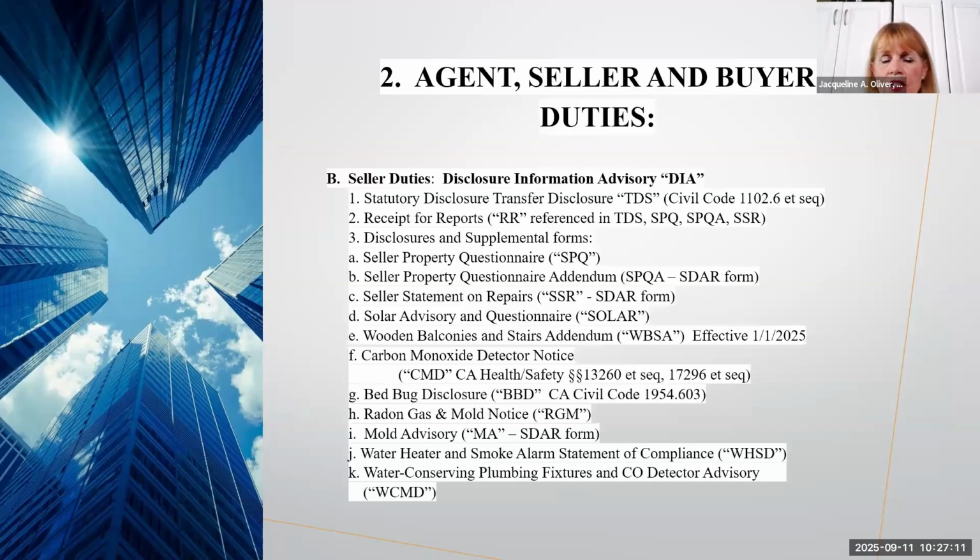There's also the bed bug disclosure under Civil Code 1954.603. This is important when you have a listing that's a residential lease agreement. But even if you don't, and there were bed bugs in the house and they were treated for it, there should still be a disclosure. Then there's the radon gas and mold notice. I don't see that a lot, but it's worth it to give the notice, because you can't over disclose.